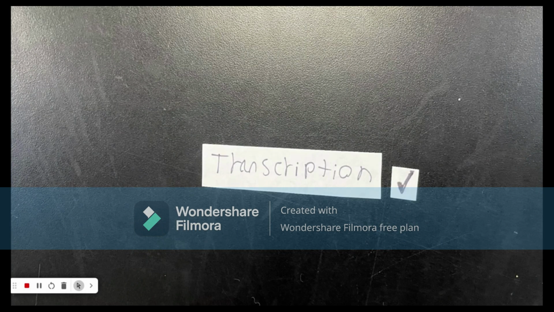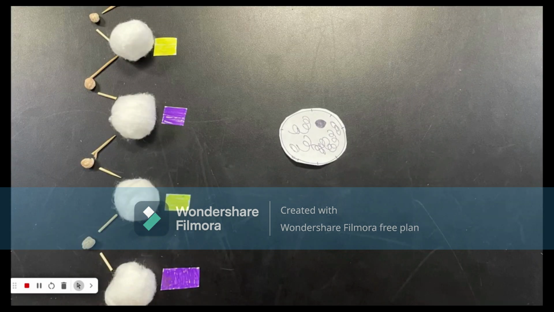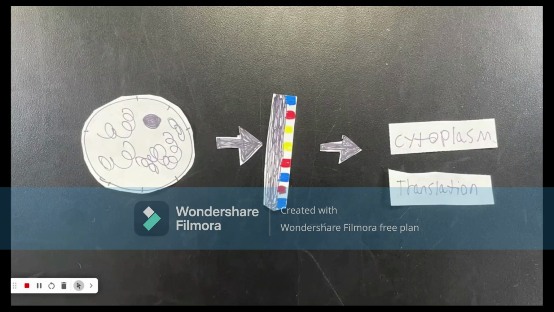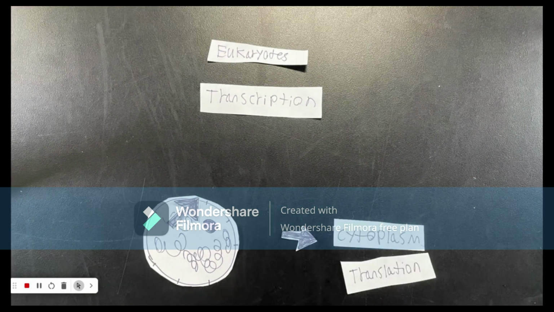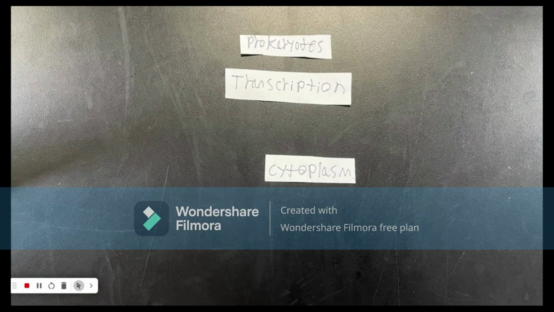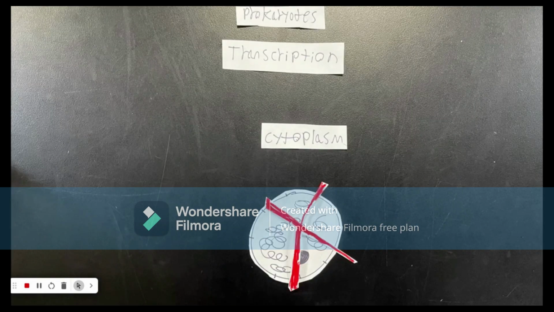Once transcription is complete and mRNA has been synthesized, it exits the nucleus and enters the cytoplasm where it will undergo translation. In eukaryotes, transcription occurs in the nucleus in the cell before it's transported into the cytoplasm for protein synthesis. In prokaryotes, transcription occurs in the cytoplasm of the cell since prokaryotes don't have a nucleus. The final step is RNA translation.